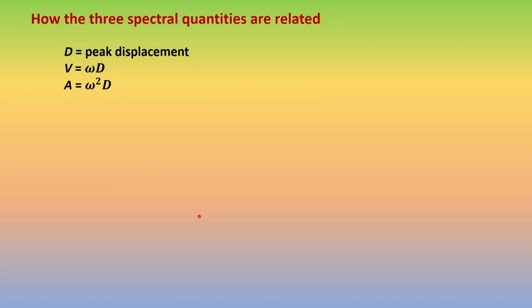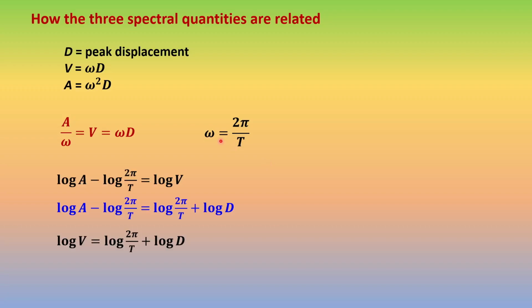Now we have the spectral quantities d, v and a, which are given by v equal to omega d and a equal to omega square d. So they are simply related by the expression a by omega equal to v equal to omega d, where omega equal to twice pi by T. There are three equations actually: a by omega equal to v, a by omega equal to omega d, and v equal to omega d. So three equations are available here.